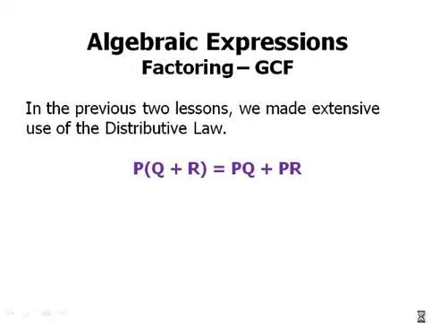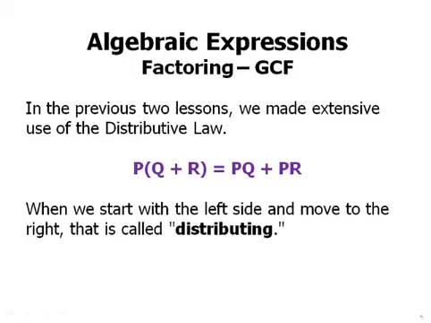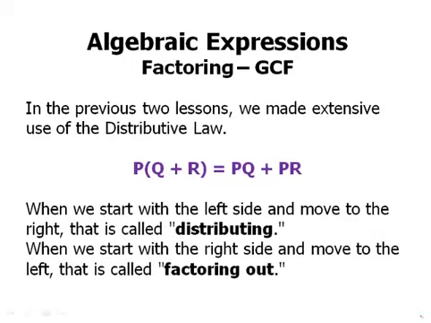And notice that when we start on the left side and move to the right, we say we're distributing P. But, of course, this is an equation. We can use it either way. When we start on the right side and move to the left, we express P now as a factor of the whole thing rather than a factor of each individual term. That is called factoring out.